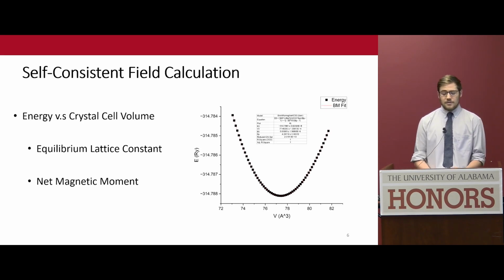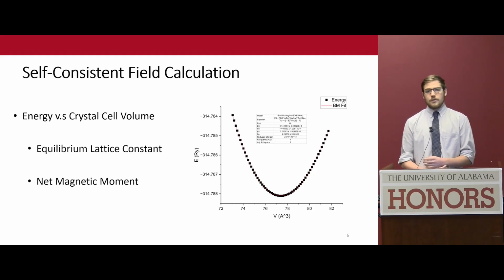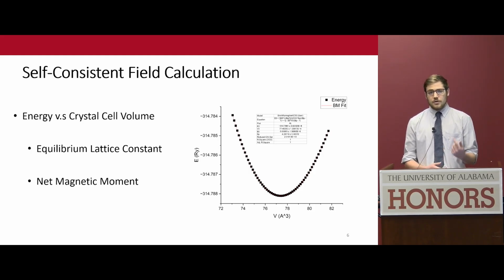So what was the computational process that was used? We first start with self-consistent field calculations. Essentially, we scan for multiple different possible lattice parameters for our unit cell, and then we look at what the cohesive energy of our material system was at that lattice parameter.